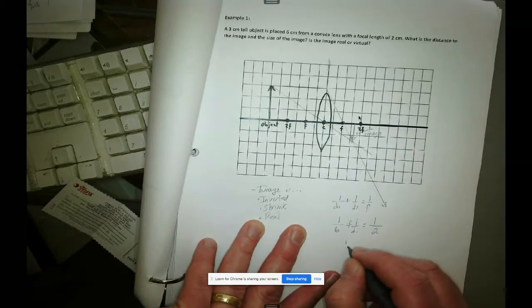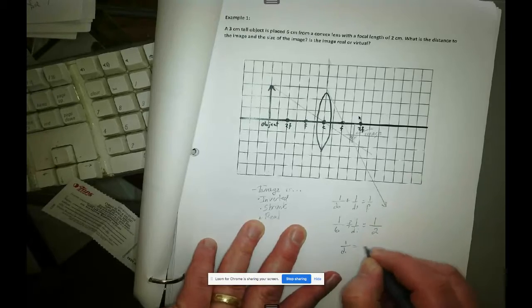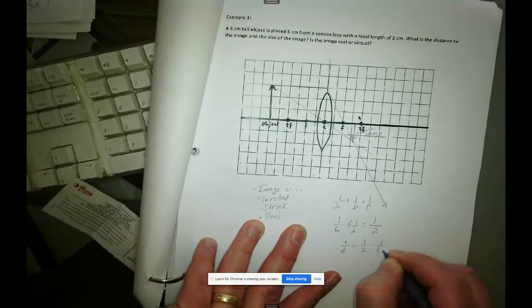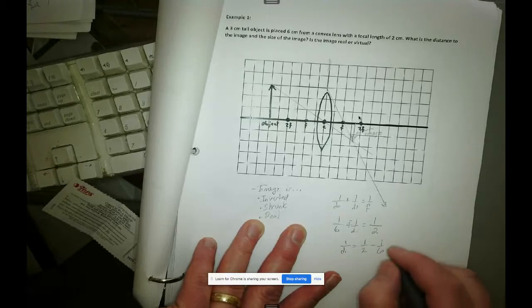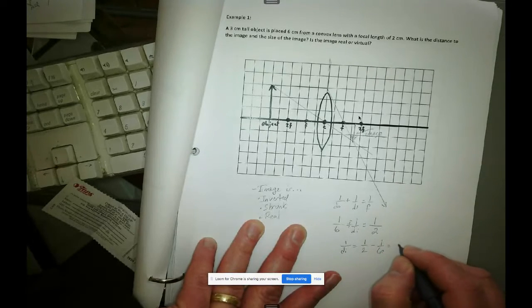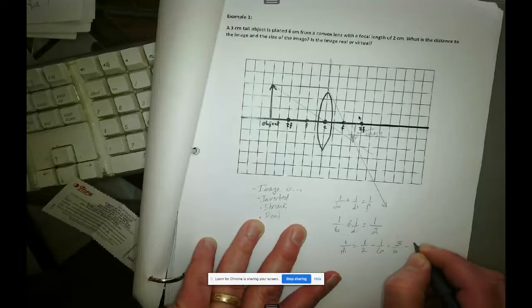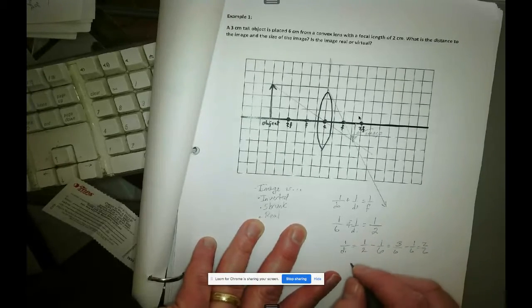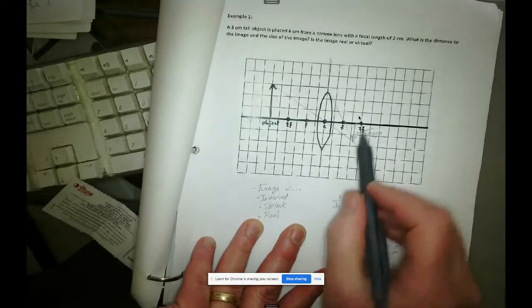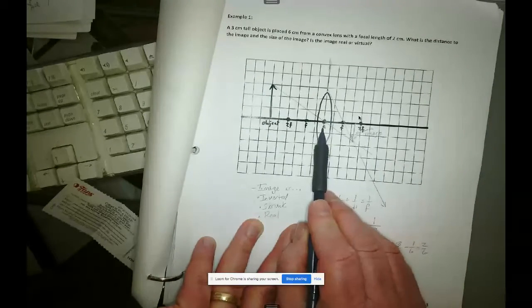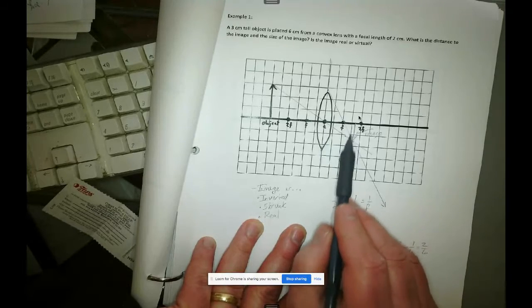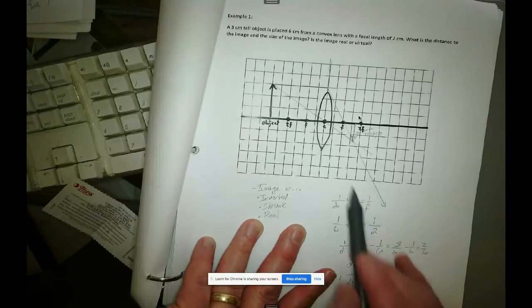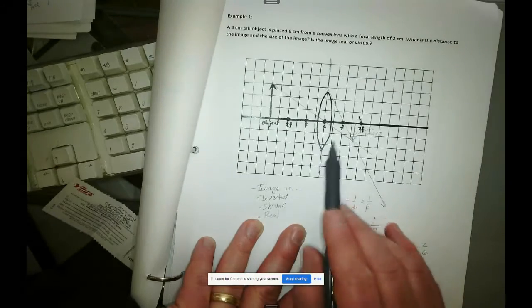So 1 over di is going to be 1/2 minus 1/6. I'm just subtracting 1/6 from both sides. My common denominator would be 6. So 3/6 minus 1/6 is 2/6. And then I've got to take the reciprocal. So di is going to be 6 over 2. Di equals 3. And if you look here, if I measure from the center of the lens, 1, 2, 3. 3 would be right on this line, so it's pretty close. And this is actually more accurate than our diagram because I might not have drawn the lines in the exact right spot.